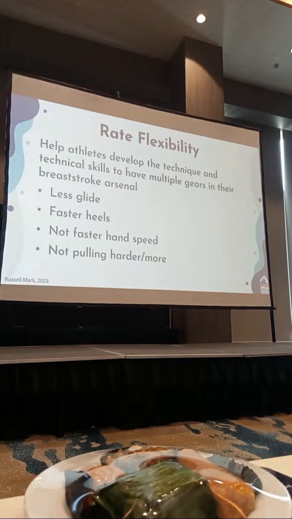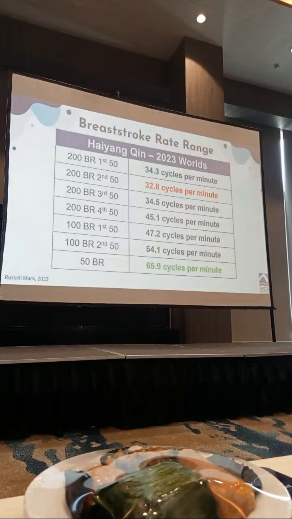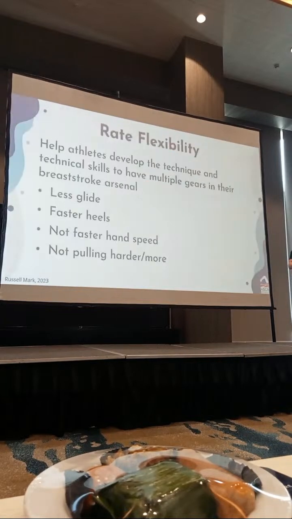And what I've seen in the US is that most swimmers don't know how to do fast tempo, fast rate properly. And the best way to do a fast rate is you glide less, so less glide. You bring your heels up faster for your kick. But you don't try to pull faster. So it's, you glide less, you bring your heels up faster, but you don't pull harder. You don't pull faster. The pull stays the same speed.